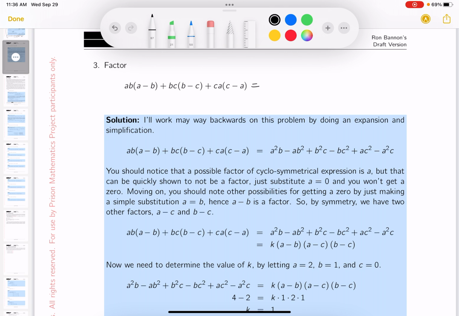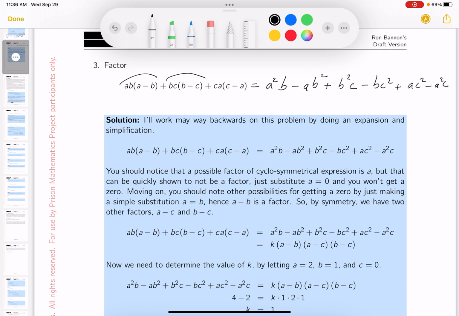And what would you get? You would get a squared b, this sometimes works, sometimes doesn't, minus ab squared. That's this first guy, done. Let's do the next one. What's the next one going to be? B squared c minus bc squared. That's this guy, done. Then what do I get over here? Plus, what would you get? AC squared. And then you would get minus, what would that give you? That would give you A squared C, right?